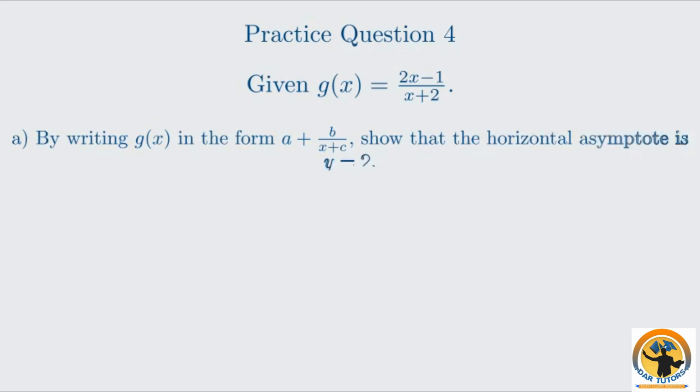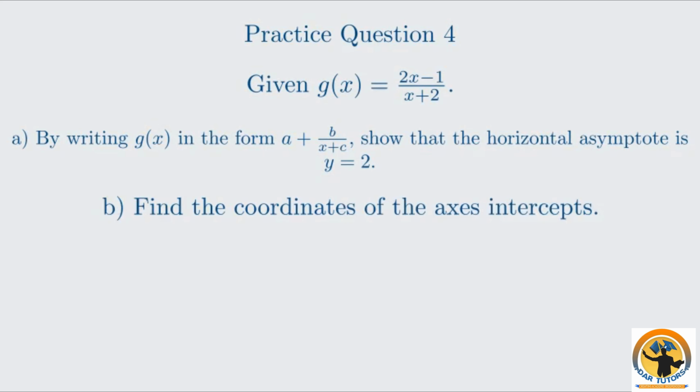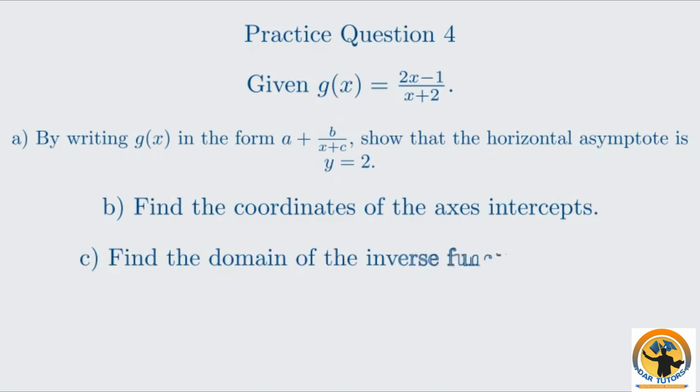Practice question 4 is a multi-part problem that brings together several of our concepts. Given the function g of x equals the quantity 2x minus 1 divided by x plus 2, we first need to show that its horizontal asymptote is at y equals 2. Then we find its axis-intercepts. And finally, we find the domain of its inverse function, g inverse. Give this question a thorough try.